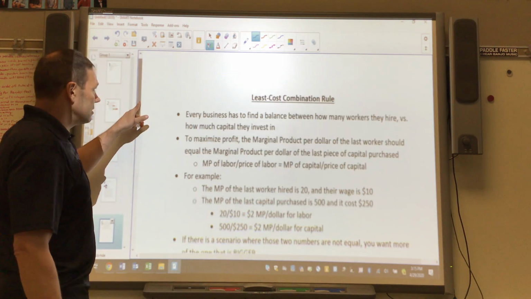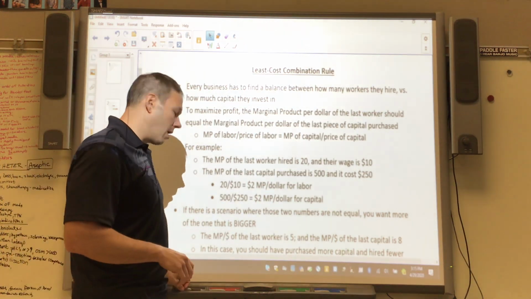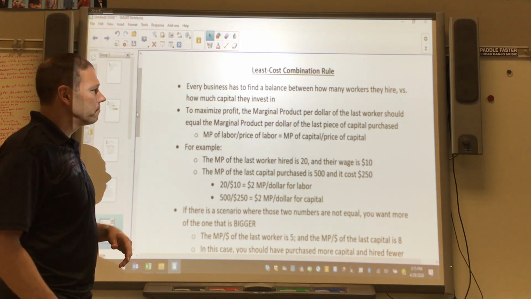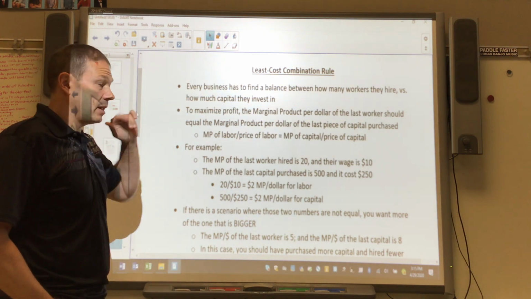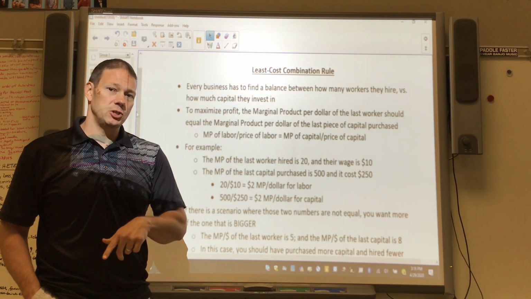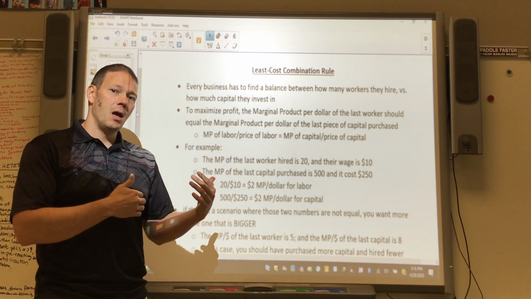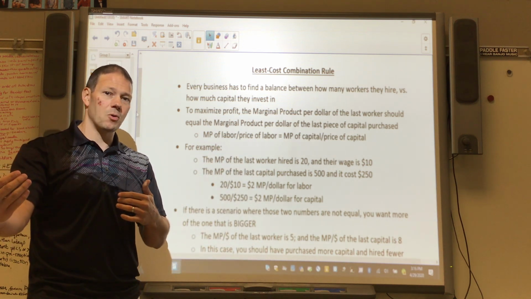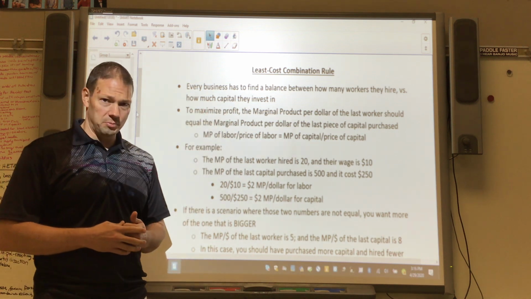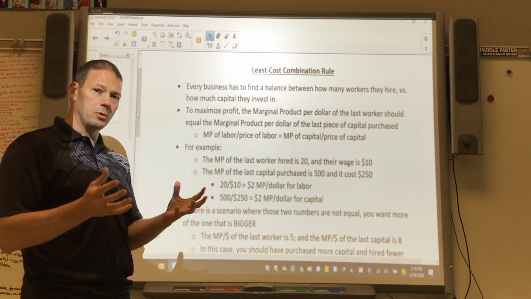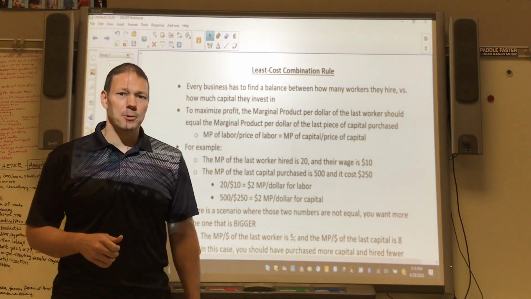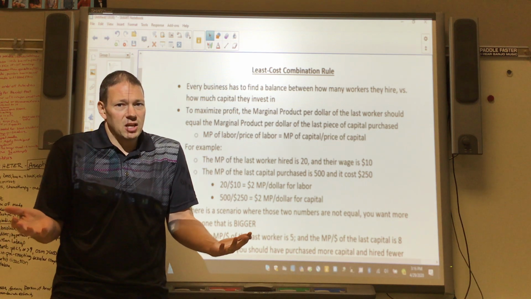And then next, and this is the last part of our factor markets, is our fun little least cost combination rule. Again, I know it can be confusing. It's really not that bad. But the process here is very similar, by the way, to what we did with utility maximization. If you remember the whole idea of how many pizzas versus how many tacos do I purchase, it's based on marginal utility per dollar. Similar concept here, except it's marginal product per dollar. The question is, how many workers do I hire versus how much capital do I invest in? That's essentially what it is, right?